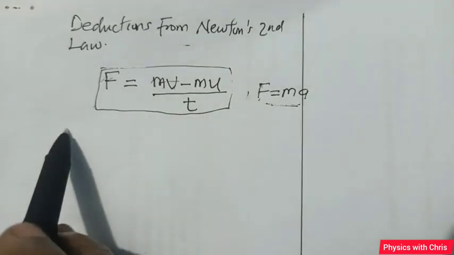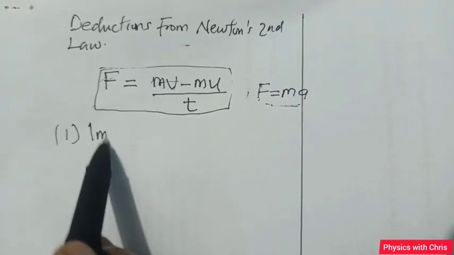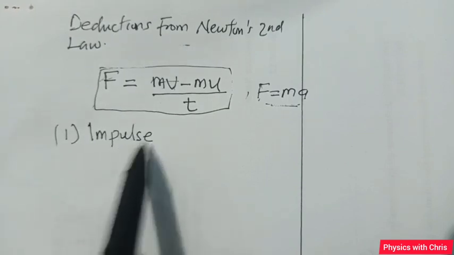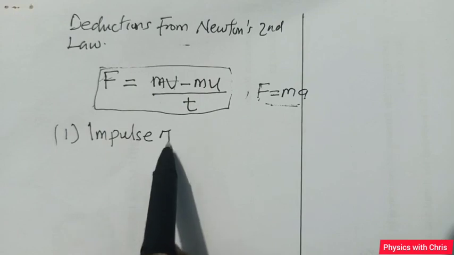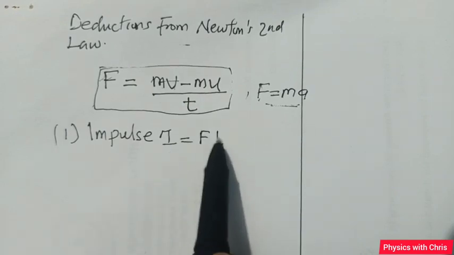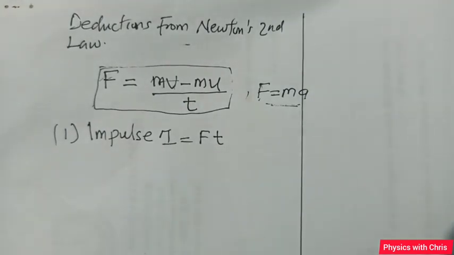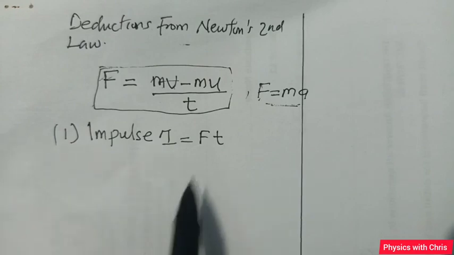Now, the first deduction I want to get from here is the impulse. What is the impulse of a force? Impulse is more like a blow. It is the product of force and the time during which the force acts. We call that the impulse of a force. So it is given as the product of these.